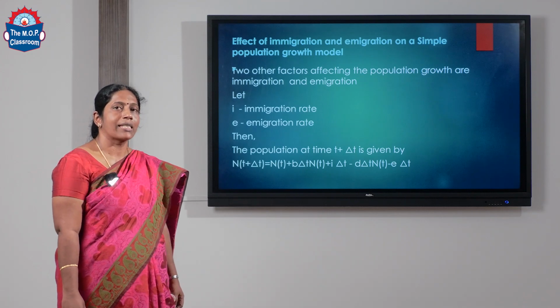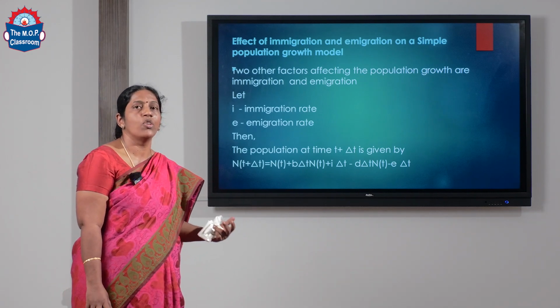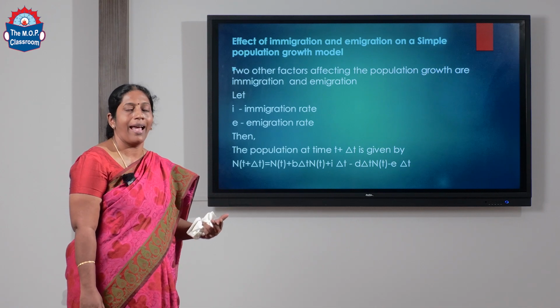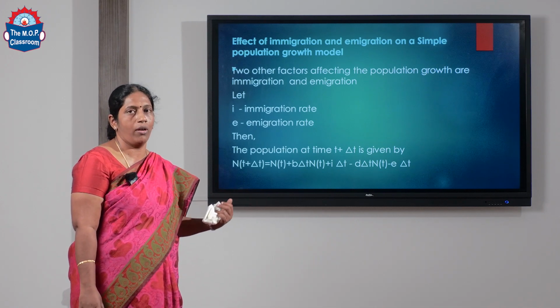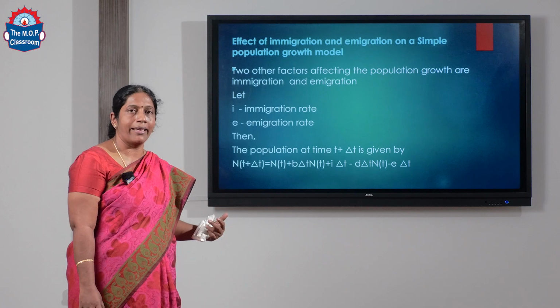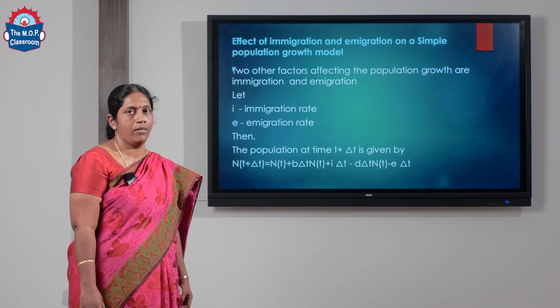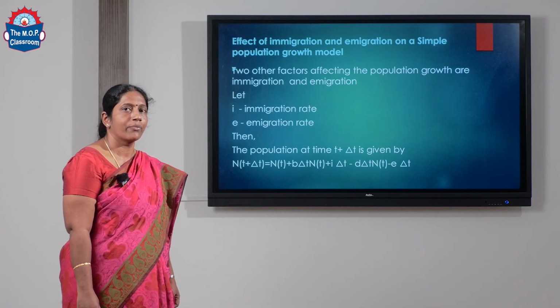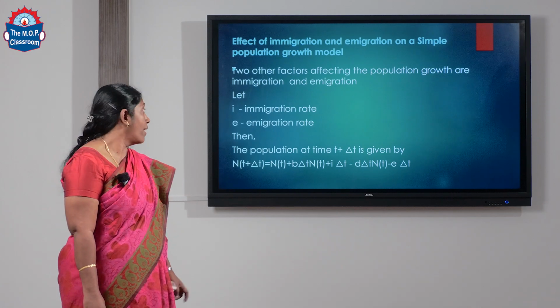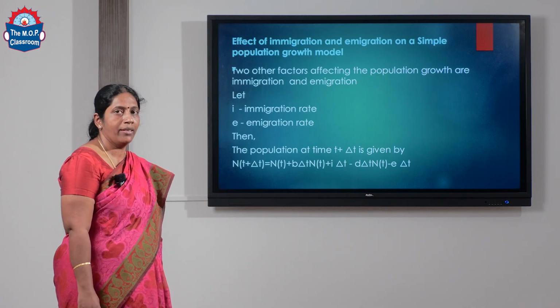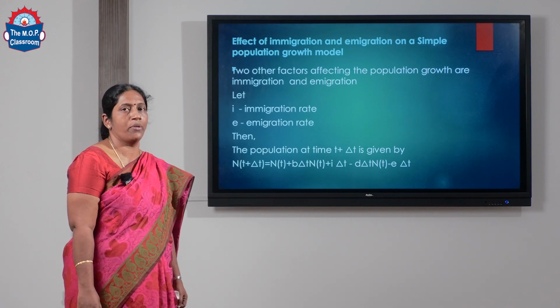Now let us consider two more factors which affect the population size, added to the simple population growth model, which are nothing but the emigration and the immigration rates. Suppose I represents the immigration rate and E represents the emigration rate.